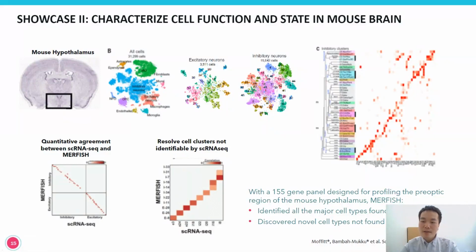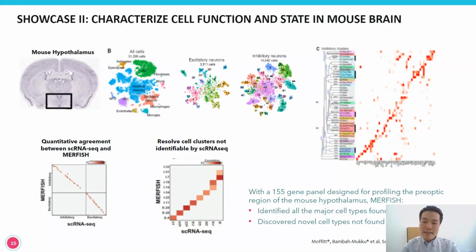And you can see different cell clusters for excitatory and inhibitory neurons. On the right, you can see the differentially expressed genes for unique cell clusters. On the left, in the correlation plot, MERFISH agrees very well with single-cell RNA-seq. Actually, as you can see from this correlation plot here, all the major cell types found by single-cell RNA-seq were recapitulated by MERFISH measurements.